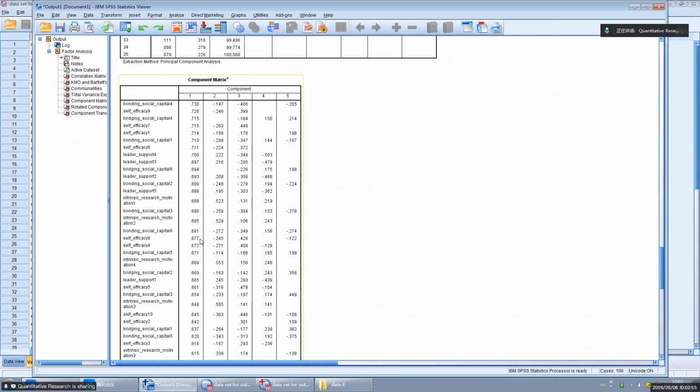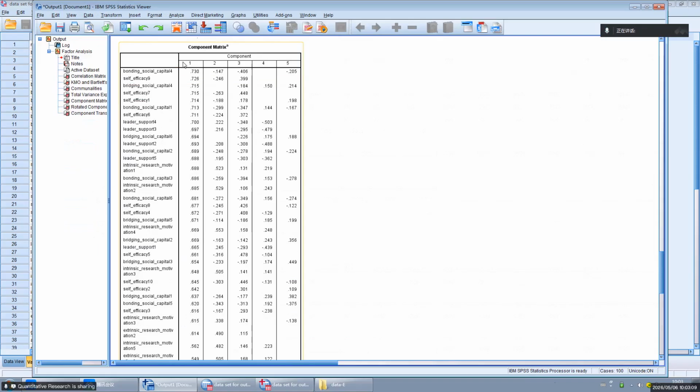What do you notice in this table? Do you notice anything in this table? We have 5 factors, 1, 2, 3, 4, 5. And what do you notice from this table? Which factor do you think is the cross-loading?